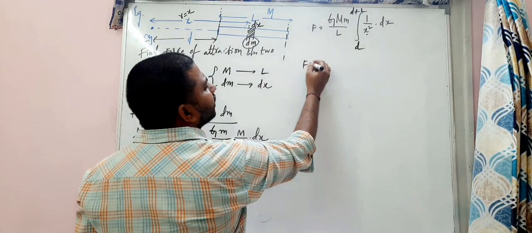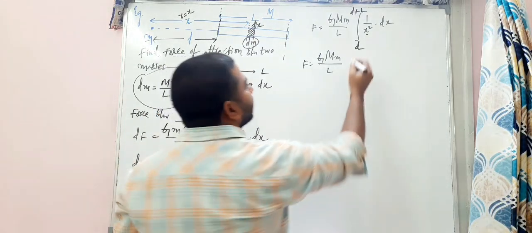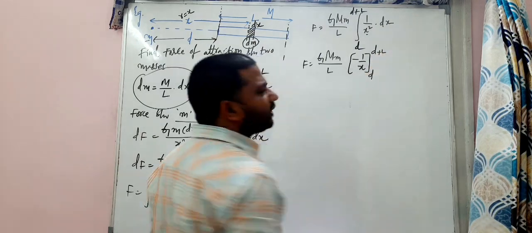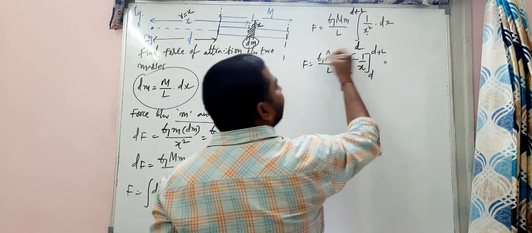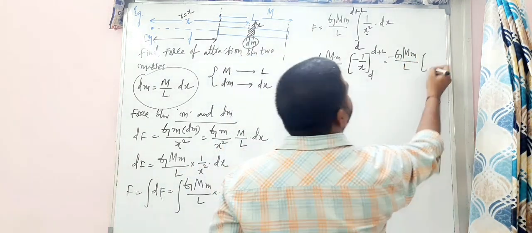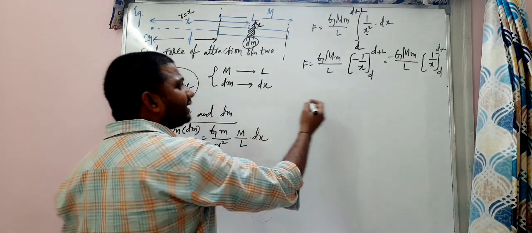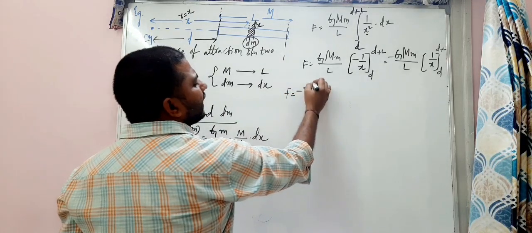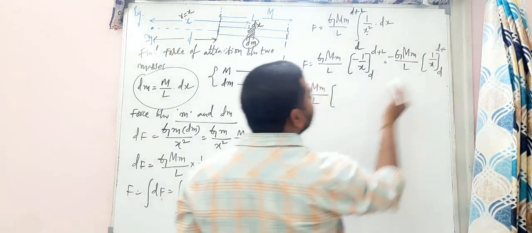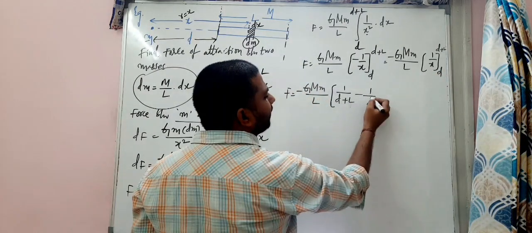Simple now. F is equal to G capital M small m by L times the integral of 1 by x square, which is minus 1 by x, with limits d to d plus L. Taking the minus sign outside, F is minus G capital M small m by L into 1 by x. Just substitute the limits: 1 by d plus L minus 1 by d.